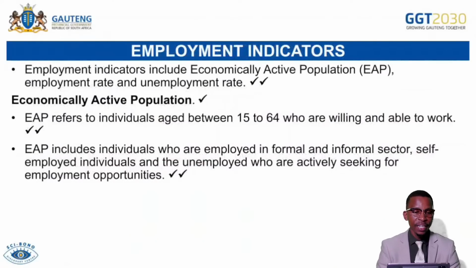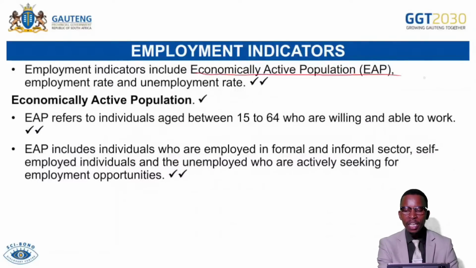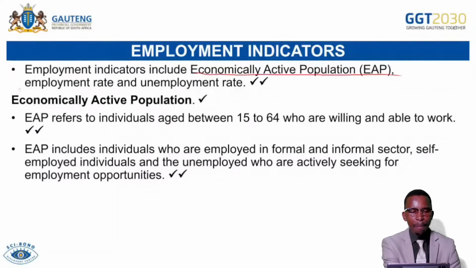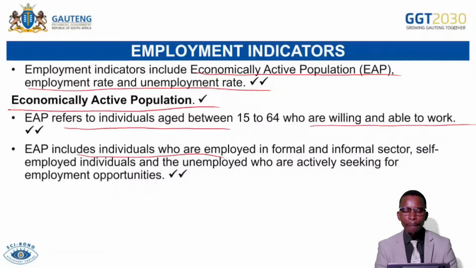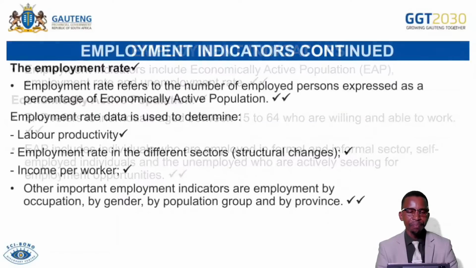Then employment indicators. Employment indicators include economically active population, employment rate, and unemployment rate. Economically active population. EAP refers to individuals aged between 15 to 64 or 16 to 65 who are willing and able to work. EAP includes individuals who are employed in the formal and informal sector, self-employed personnel, and unemployed who are actively seeking employment opportunities.